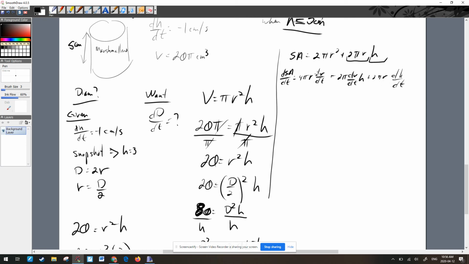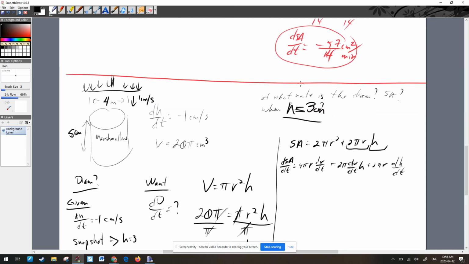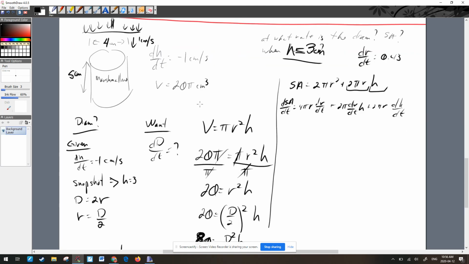We know what dr by dt is. Well, we know what dd by dt is, because we just solved it. And if we know what dd by dt is, that means that dr by dt is half of dd by dt. So if dd by dt is 0.86, then we can conclude that dr by dt is 0.43. So we know that dr by dt is equal to 0.43. So we can do some substitutions now.